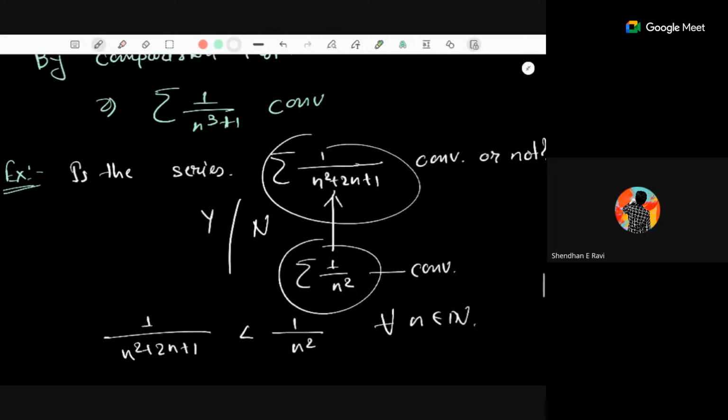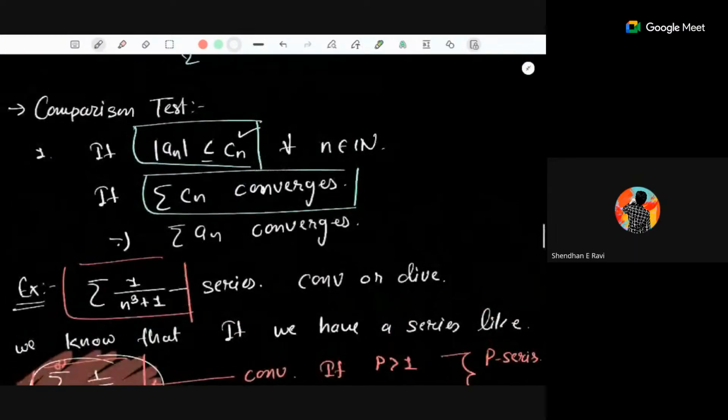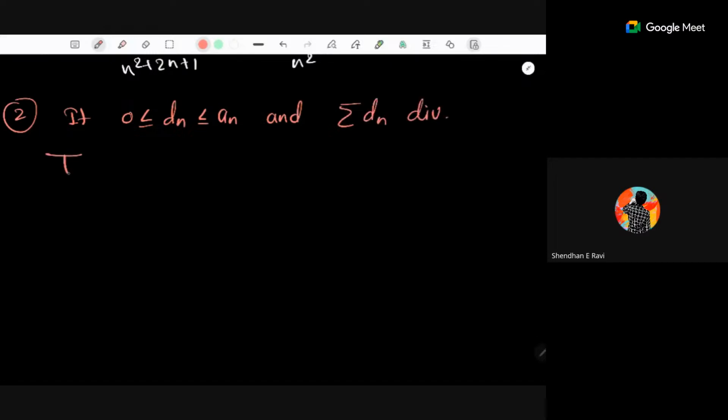Okay, so that's how we can use the first statement of the comparison test, by finding a series Cn for which modulus of An is less than or equal to Cn and summation Cn converges. Now there is another statement of the same comparison test, the second statement. It says that if 0 is less than or equal to dn, which is less than or equal to an, and summation dn diverges, then summation an also diverges.